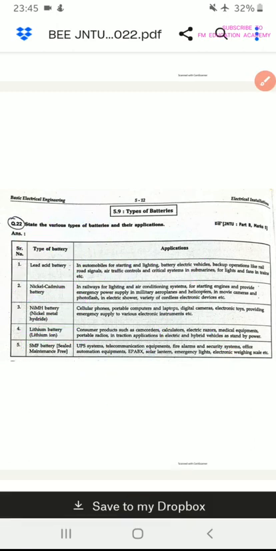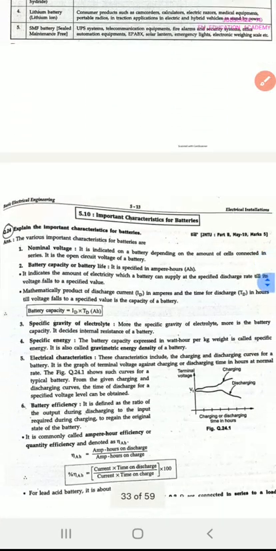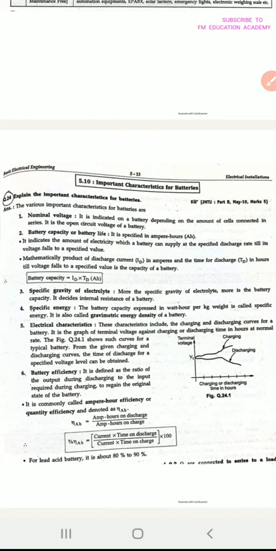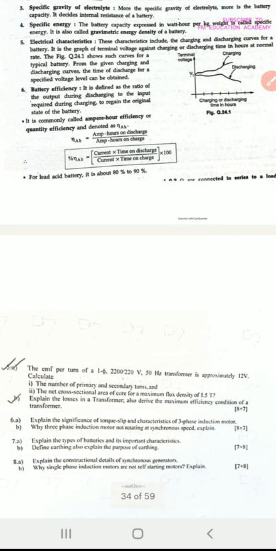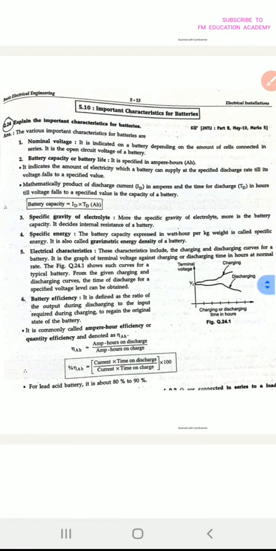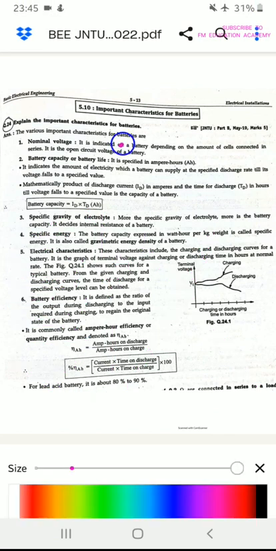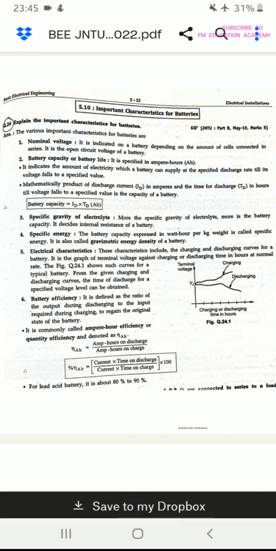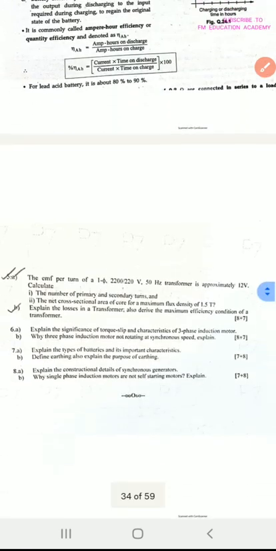Next, write the battery characteristics. These are the battery characteristics: nominal voltage, battery capacity, all these are characteristics of a battery. So 7th A is over.